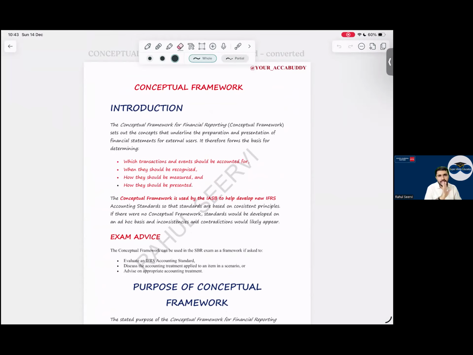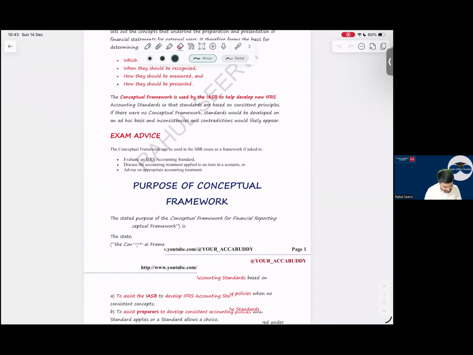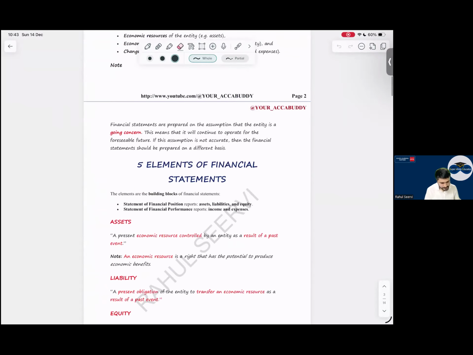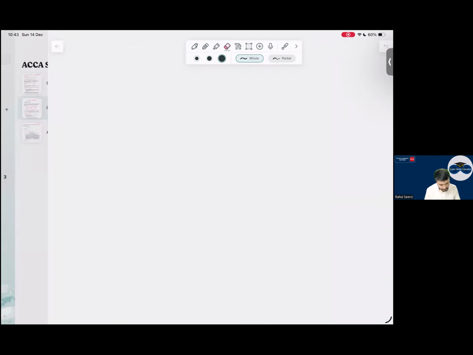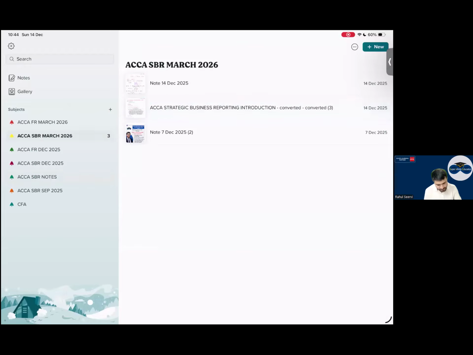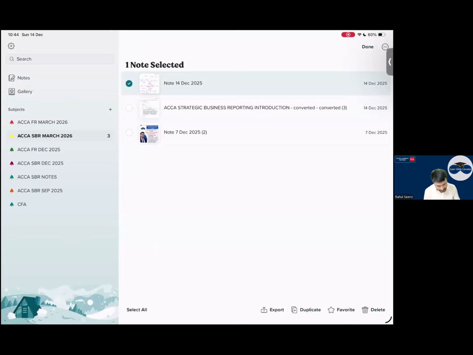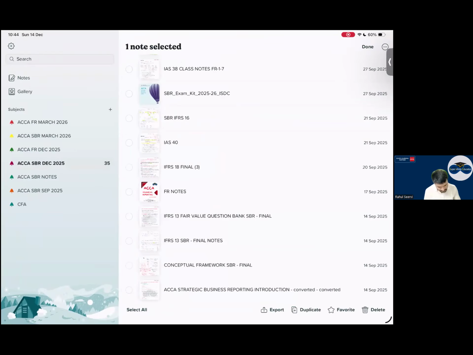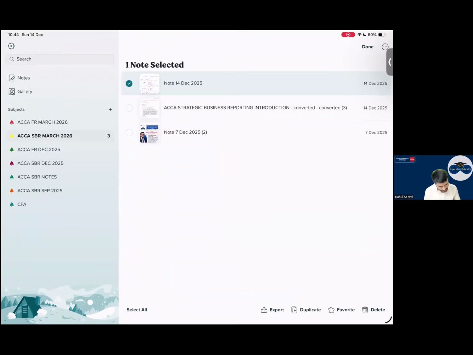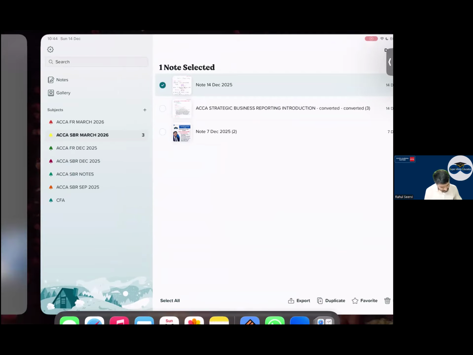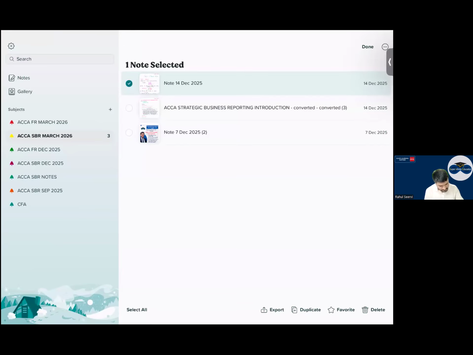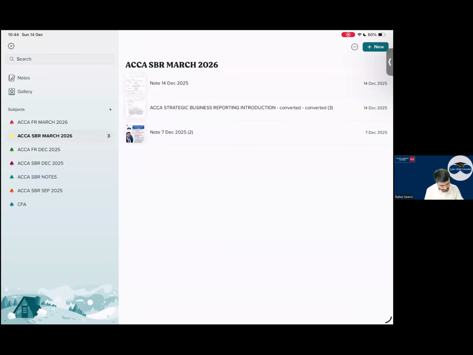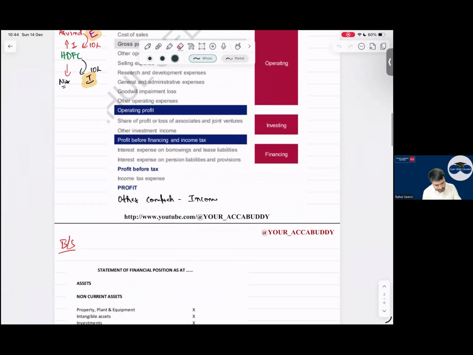Now this part which I will be doing is not that important for the exam, but you have to understand. Objective, yes. Two topics I will be doing now. So understand, everyone. Write down in your notes the first topic, that is conceptual framework. This is the first topic.